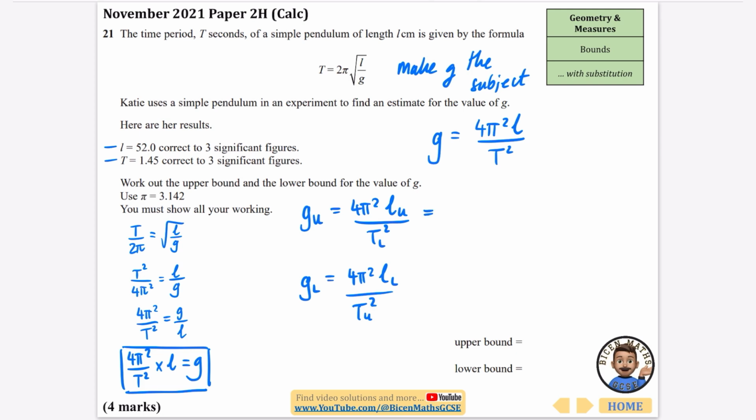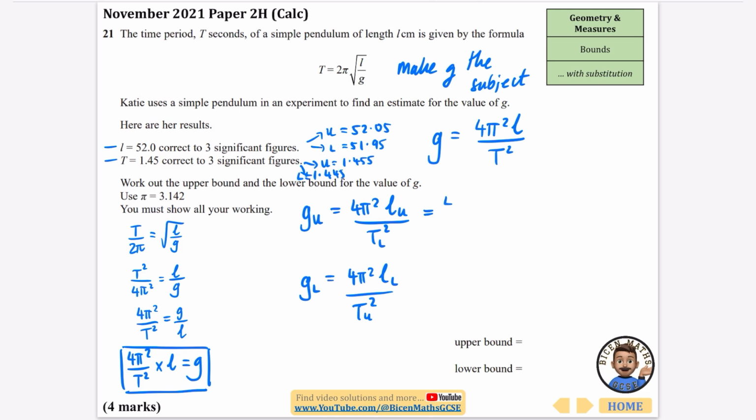So substituting these in, my values of L upper and lower, let's say what they're going to be here. The upper is going to be 52.05, and the lower is going to be 51.95. For t, if we do the upper and lower, the upper is going to be 1.455, you go that little half bit up, and then 1.445 for the lower that we have there.